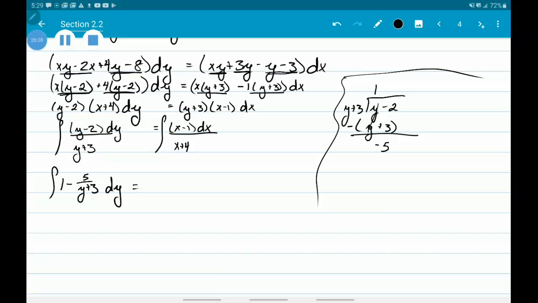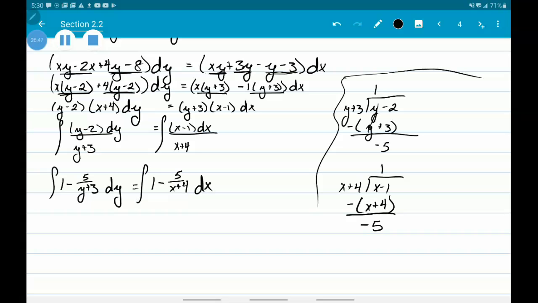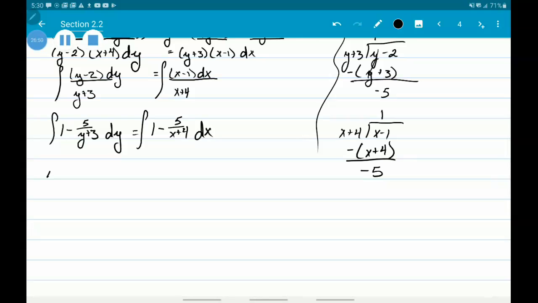We're going to do the same kind of thing on the right. So we're going to have 1 minus 5 over x plus 4. If we integrate both sides, we have y minus 5 ln of y plus 3 on the left, and then x minus 5 ln of x plus 4 on the right. And I'm just going to put the plus c on the right.